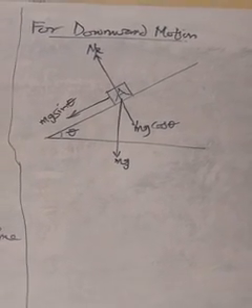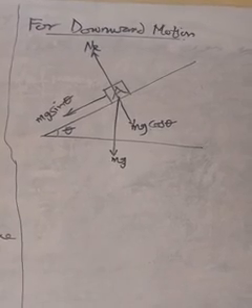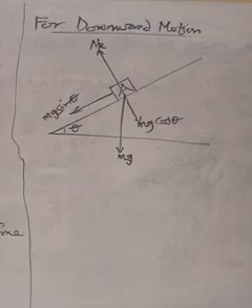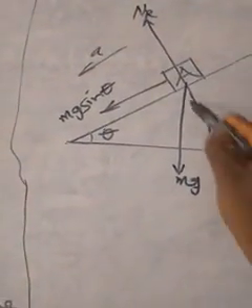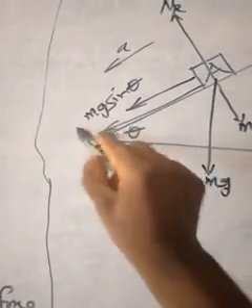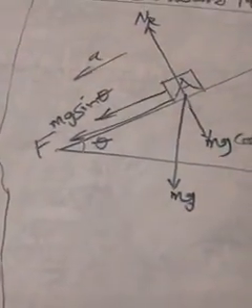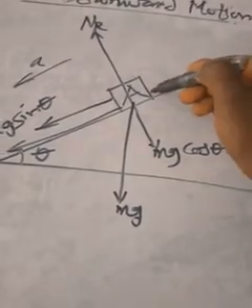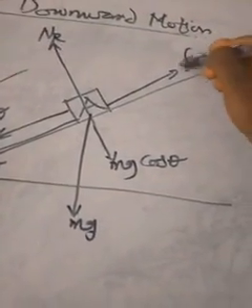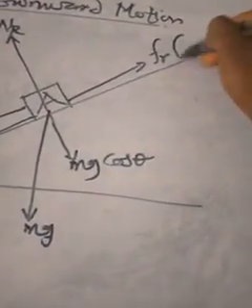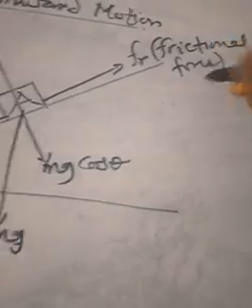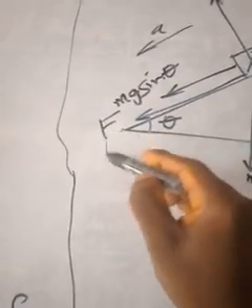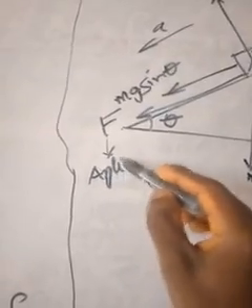Let's look at when the force is applied, which tends to move the body down the plane. Now, if the acceleration is downward, it means that we have the applied force. This is the applied force, and according to the definition, frictional force will oppose the movement. So we are having frictional force here, and this is the applied force.